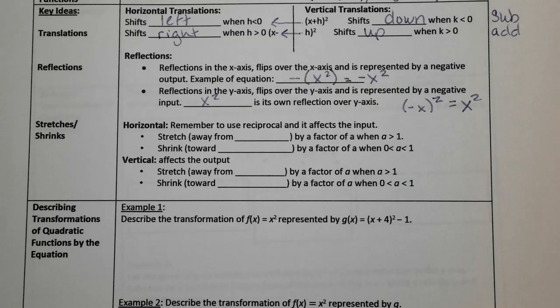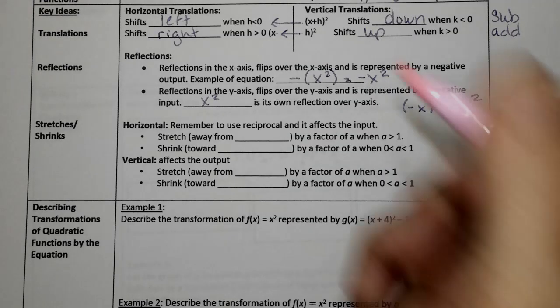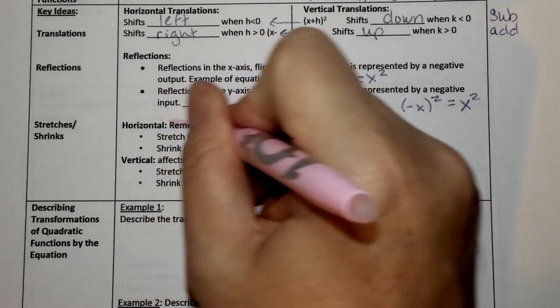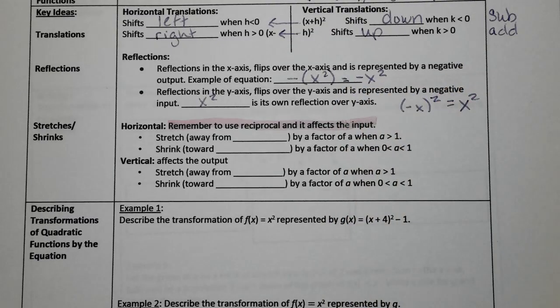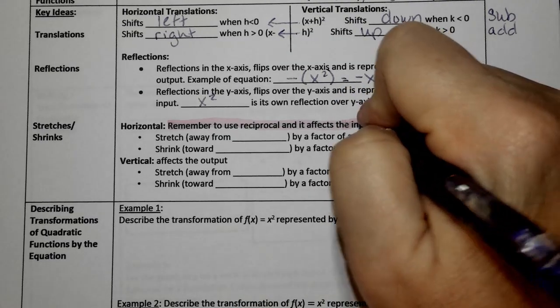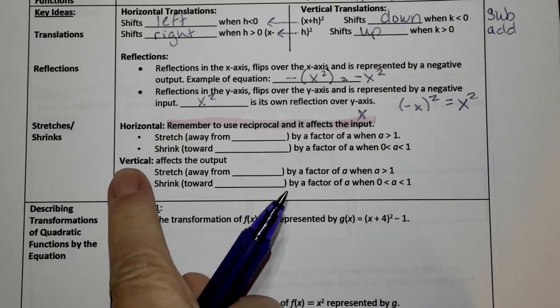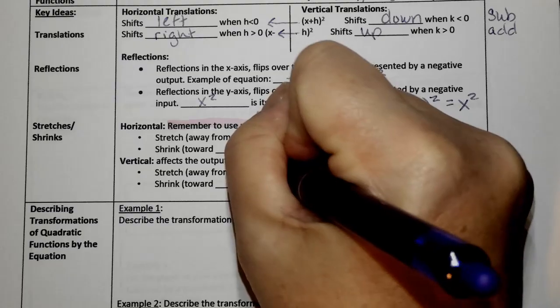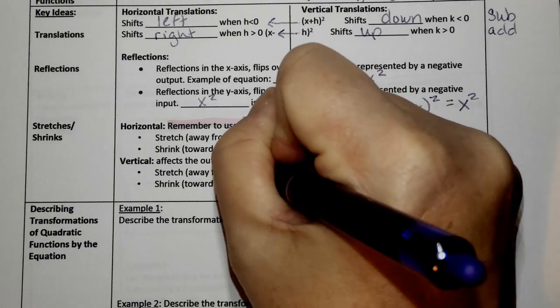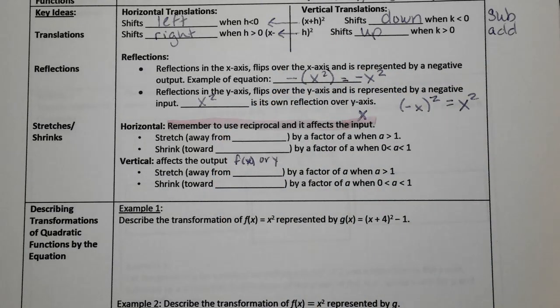Okay, moving on. Horizontal stretches and shrinks. All right. We're going to highlight this because we still have issues with this. Horizontal, remember to use the reciprocal and it affects the input. What is your input? X. Right? Vertical affects the output. What is your output? F of x. Or y. Those are the same thing. F of x and y is the same thing.